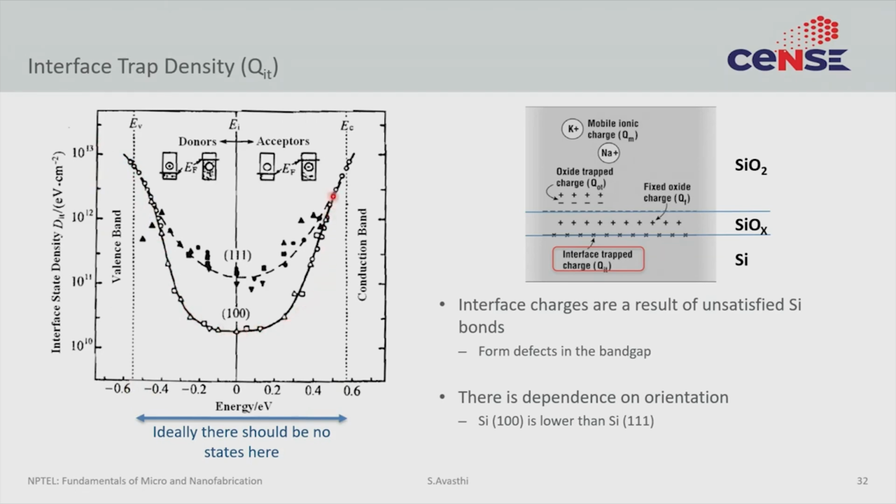So two things to notice here. Number one, there is an interface orientation dependence. So once again, just like previously, 100 is better than 111. So 100 oxidized surface tends to have lower defect densities than 111. The second thing that you notice is that you have defects in this U-shaped curve. So lower density of defects in the middle, higher density of defects at the edges, right?